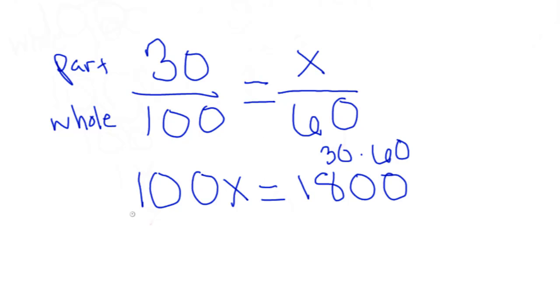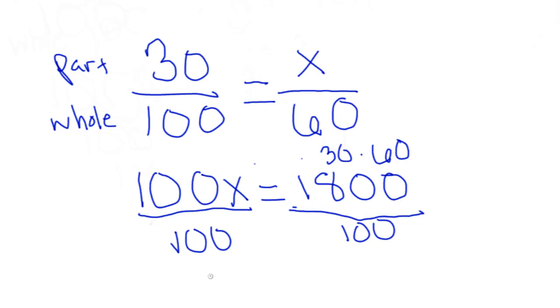Bringing down the line, and now, again, we have to get that X by itself. So since this was multiplied, we do the opposite and divide. That leaves us X by itself over here, and over here we divide 1,800 by 100. Dividing by 100 is nice because I can just cross out these zeros here. 2 zeros on the bottom means I cross out 2 zeros on the top. It's going to be 18. So 30% of $60 is $18.